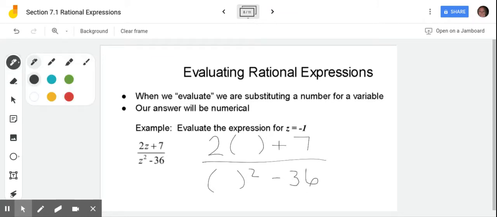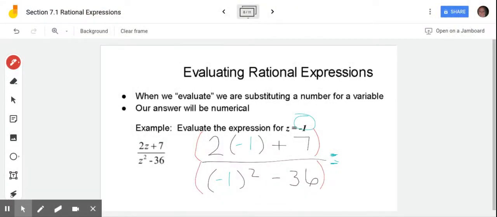Okay, now in the parentheses, I'm going to put what they told me to substitute for. So I'm going to put a -1 and a -1. Now, if you plug it in your calculator exactly how you see it, it will come out the right way. Now, when we do these, we have to pretend like there are big parentheses around the numerator and the denominator.